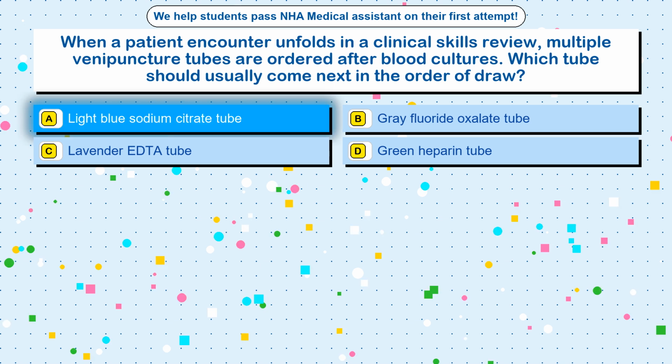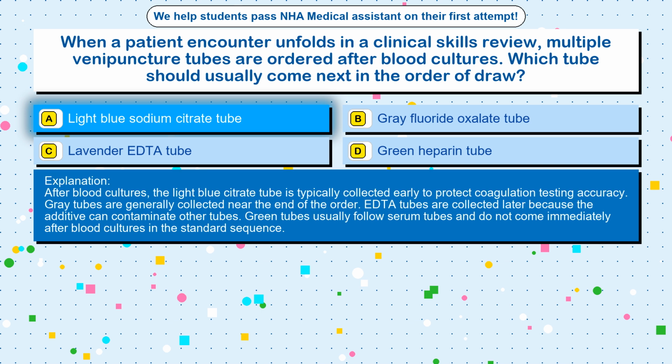The correct answer is option A. Light blue sodium citrate tube. After blood cultures, the light blue citrate tube is typically collected early to protect coagulation testing accuracy. Gray tubes are generally collected near the end of the order. EDTA tubes are collected later because the additive can contaminate other tubes. Green tubes usually follow serum tubes and do not come immediately after blood cultures in the standard sequence.